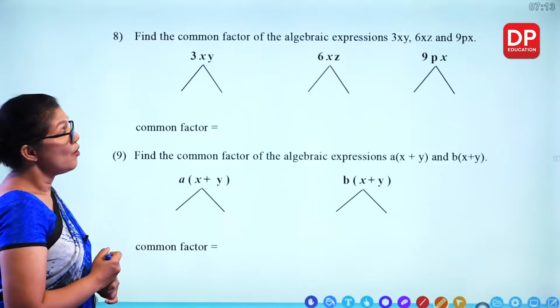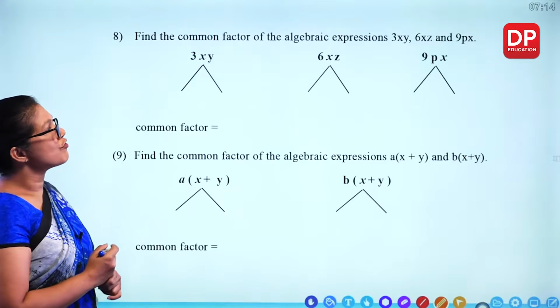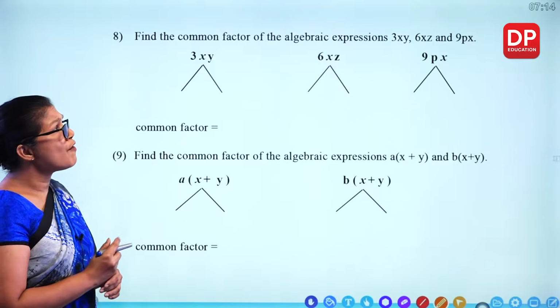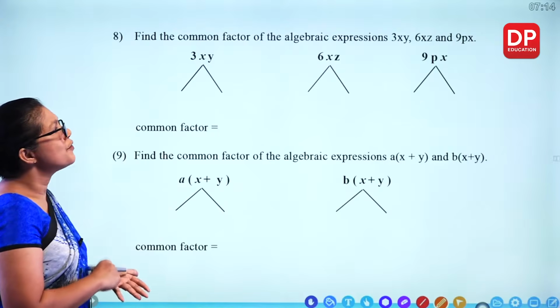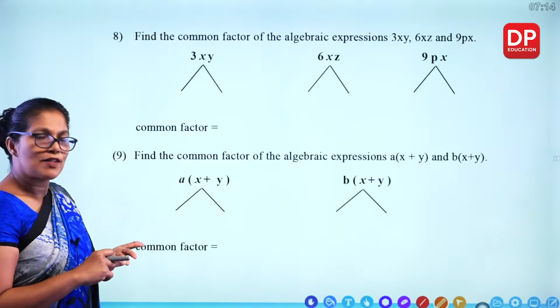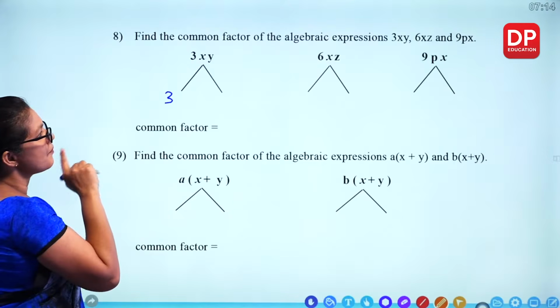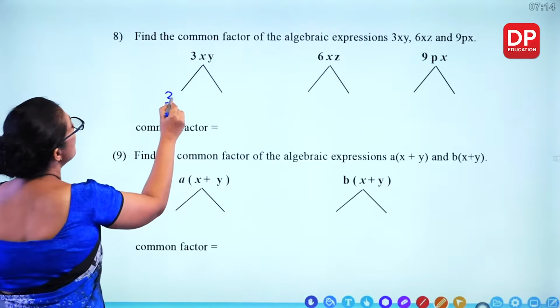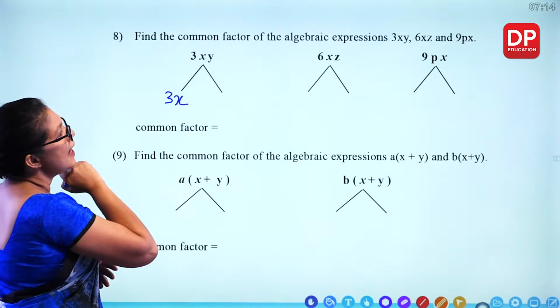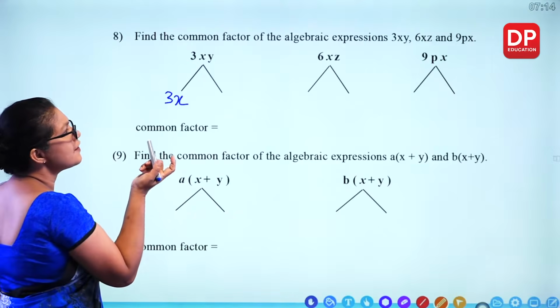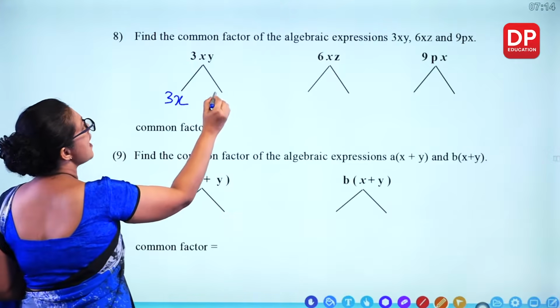This one. Now you get 3 expressions. So try to find out the common one for all 3. 3, 6, 9. What's common? We know that 3 is common. x is there in all 3 expressions and y is not there. So we'll take 3x out. 3x times y.